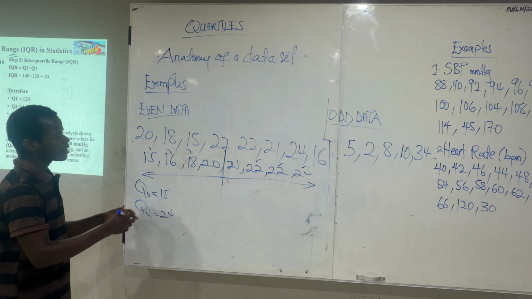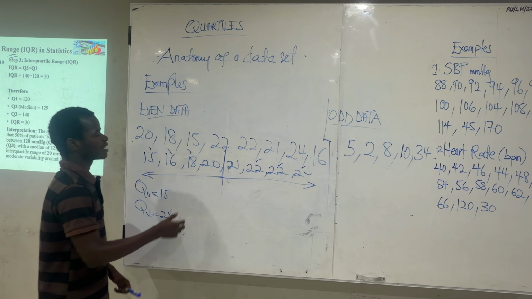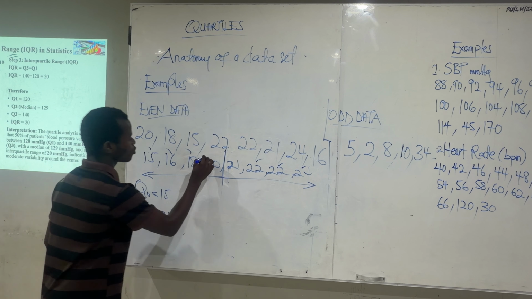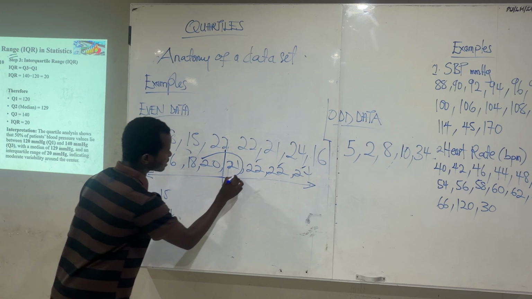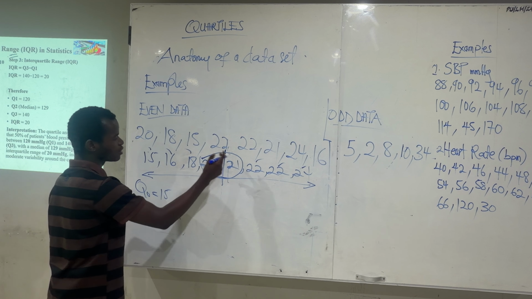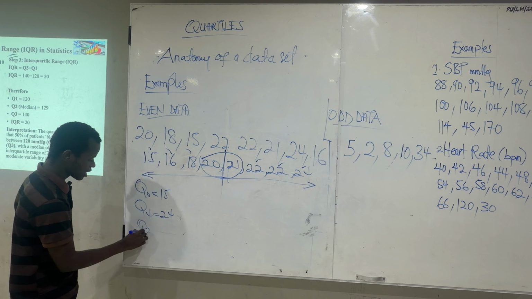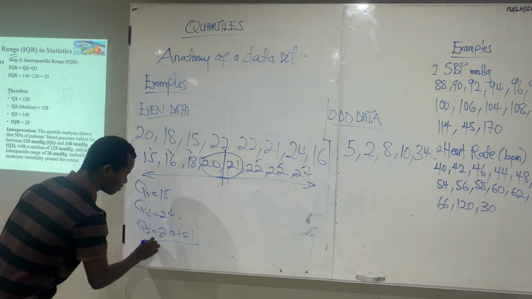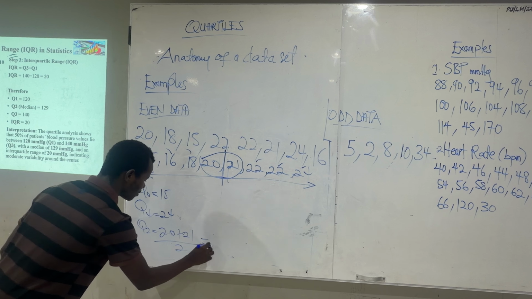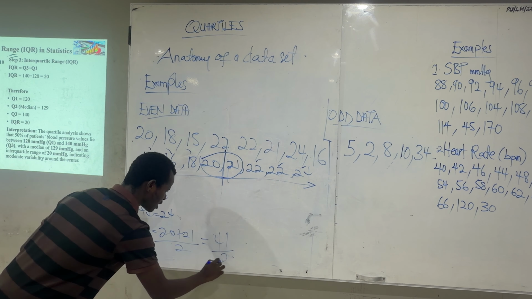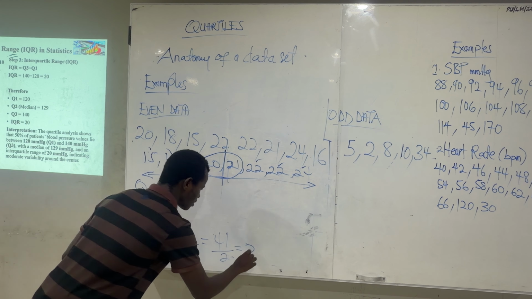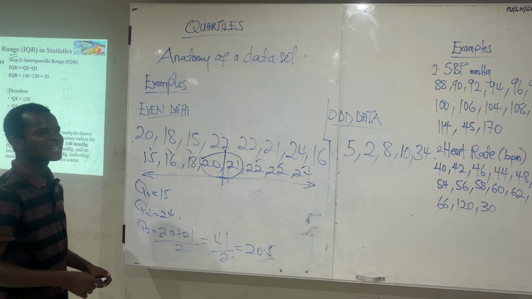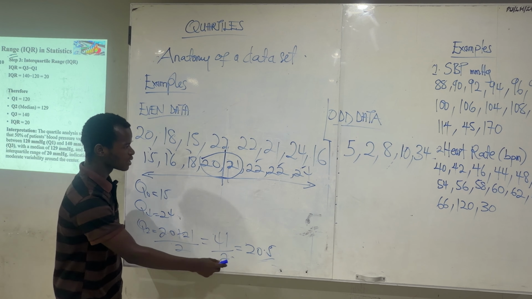Then another thing that we can easily find is the median, which is the Q2. The middle numbers in the data set here are 20 and 21. So the Q2 will become 20 plus 21 divided by 2, which is 41 divided by 2, which is 20.5. So our Q2, which is the same as the median, is 20.5.